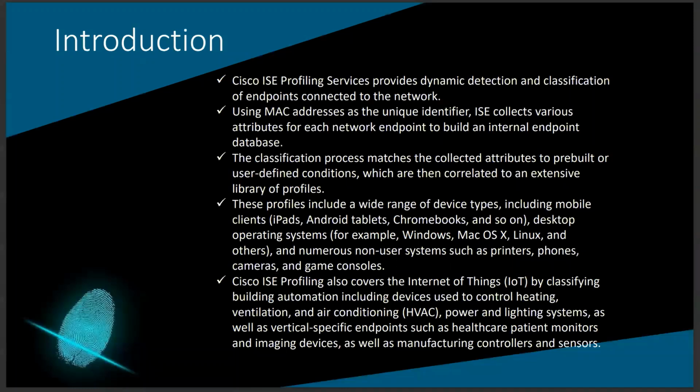Cisco ISE profiling service provides dynamic detection and classification of endpoints connected to the network. It uses various probes in order to collect the data, such as the MAC address as a unique identifier and different attributes, in order to detect what type of device it is. And if the collection of the attributes matches a certain group of conditions, then it will match that profile to that endpoint.